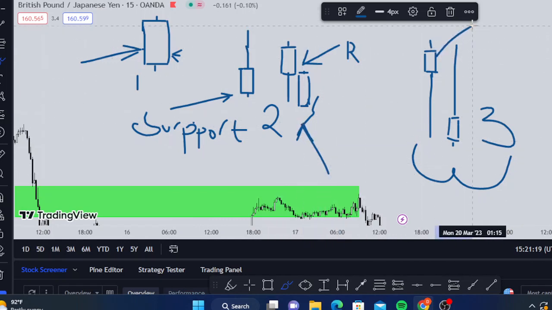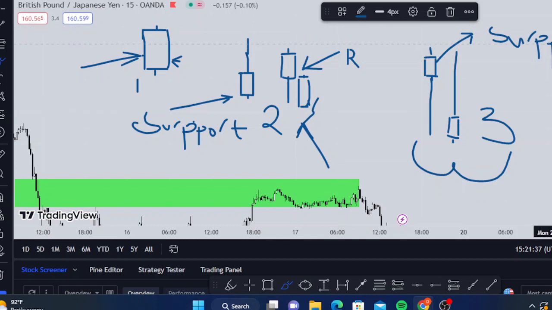Like this particular one I explained. This happens at the what? The support. This happens at a support zone, support. I hope I'm spelling support right, but I hope you understand it. So there's no big deal. So this particular one is formed at what?